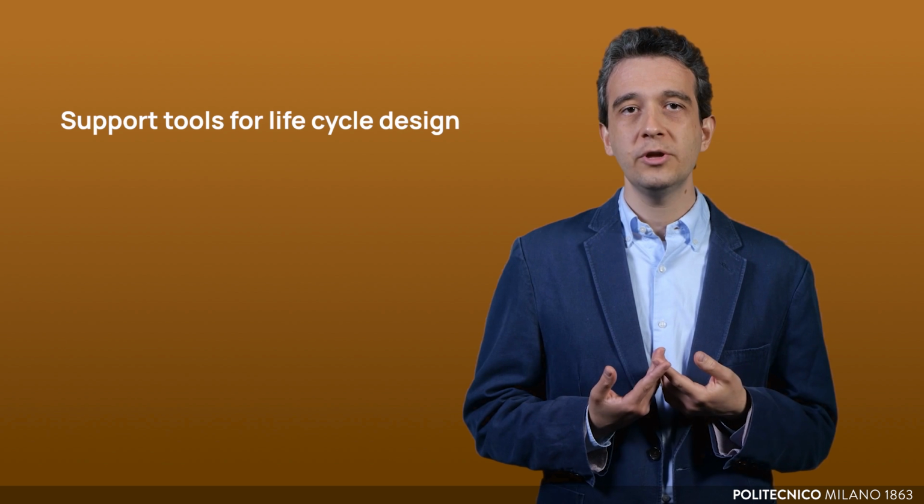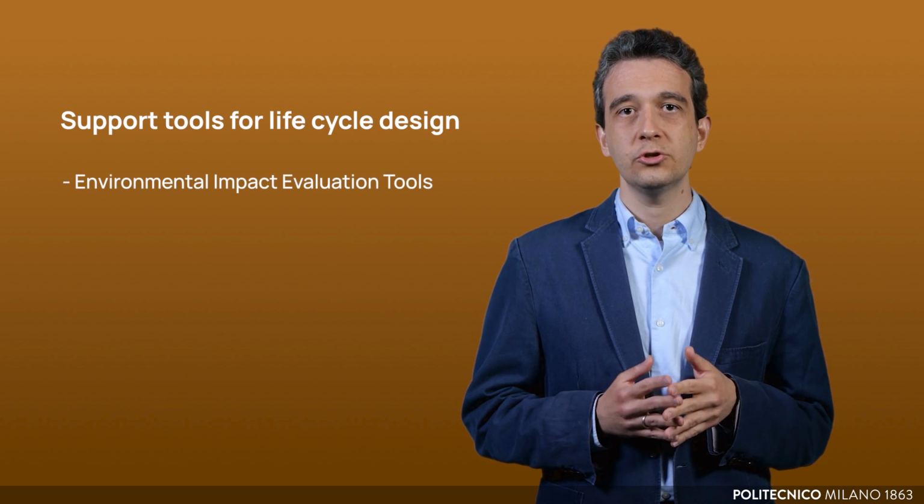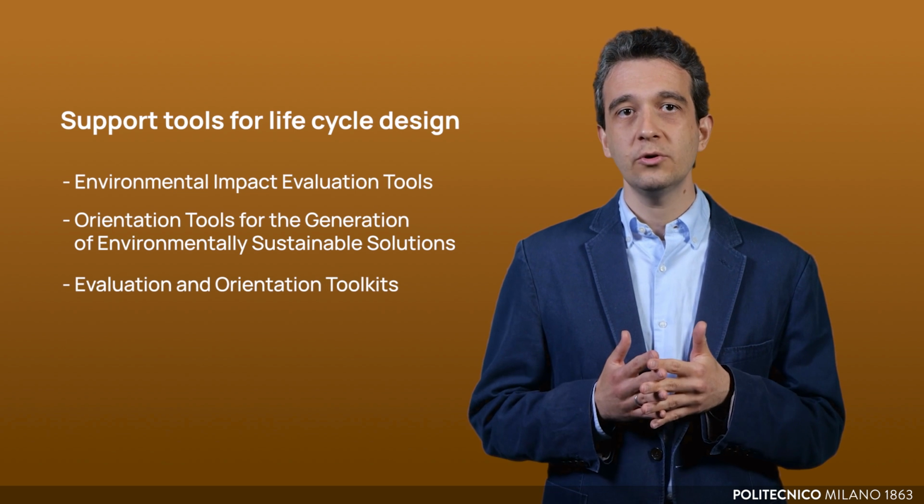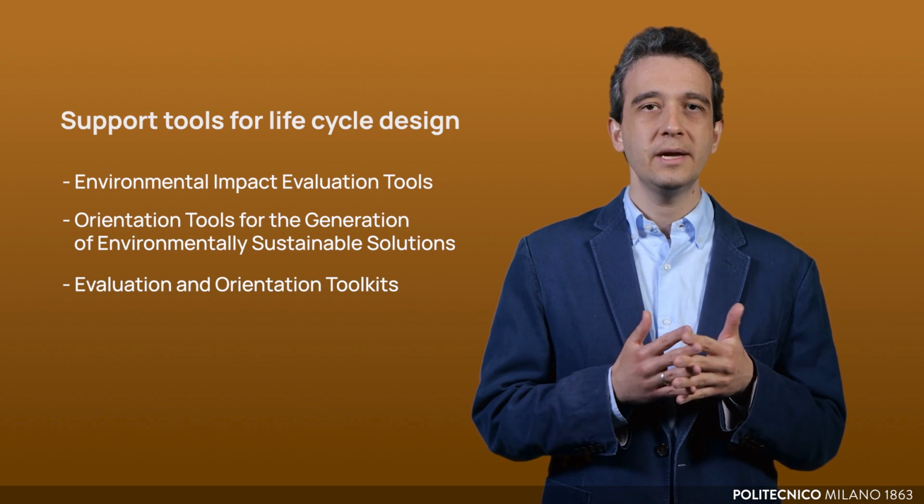These tools can be grouped into three types: impact evaluation tools, idea generation orientation tools, and combined evaluation and orientation toolkits. Each type has a different role and may be more or less suitable depending on the design phase we are in and the objectives of the project. The selection of tools should be made based on the context and the availability of time, resources, and data. To learn more about these aspects, you can visit the lenslab.polimi.it website, where you can find further information on various methods and tools for eco-design.